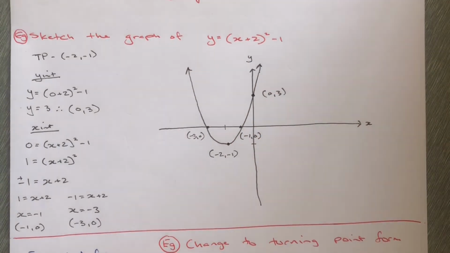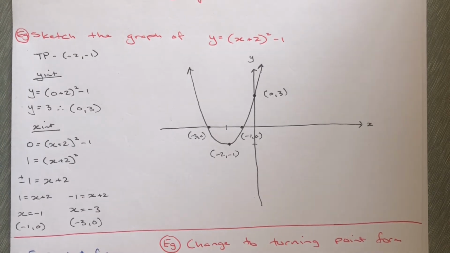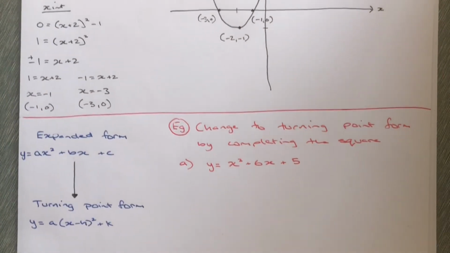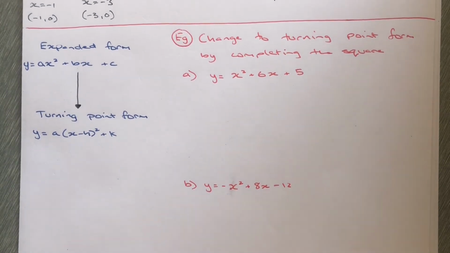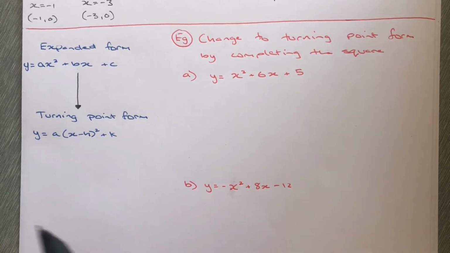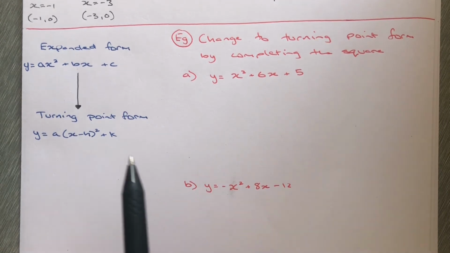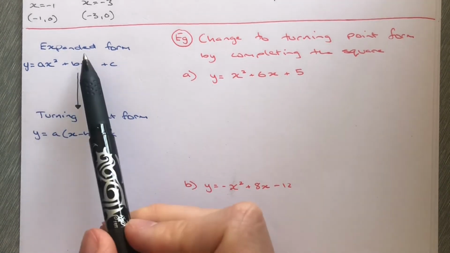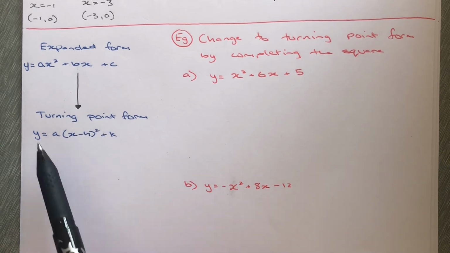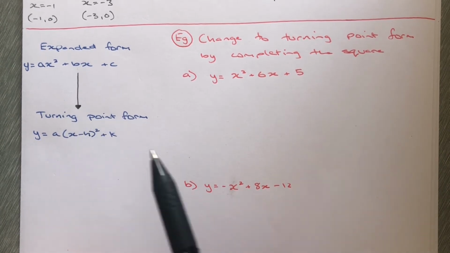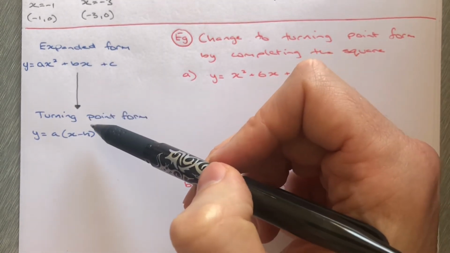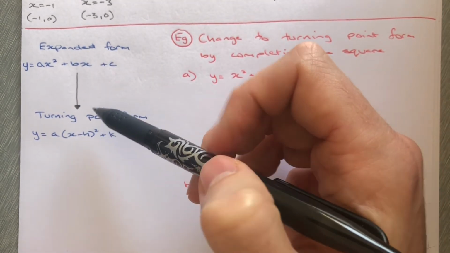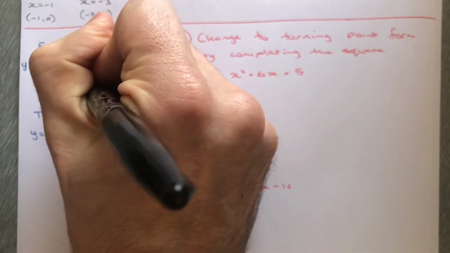So we've been able to sketch from turning point form. Now I want to go down here and go over something that I showed you a few lessons ago. We've seen quadratic functions in this expanded form, and we just used one that's in turning point form, which is just like that. Something that we have to be able to do is get from this expanded form to turning point form, and the way we do that is by completing the square.